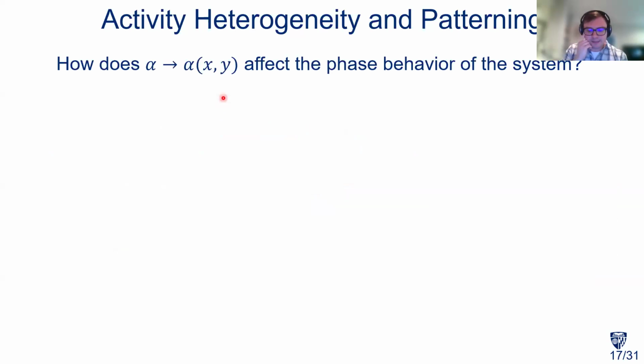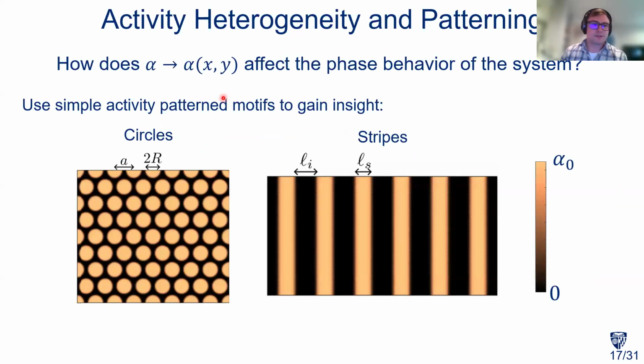activity? And to answer this question, what we did to try to systematically get to it was to use these activity pattern motifs, where we either looked at a lattice of active circles or a linear array of active stripes. So here the color is the activity.